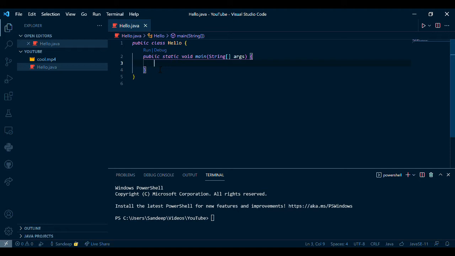Today I'll be talking about for loops. Loops in general are very important in programming. So let's get started. To write the for loop, it will look like this.